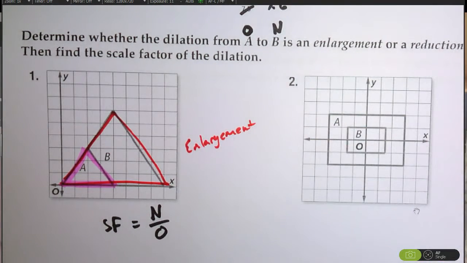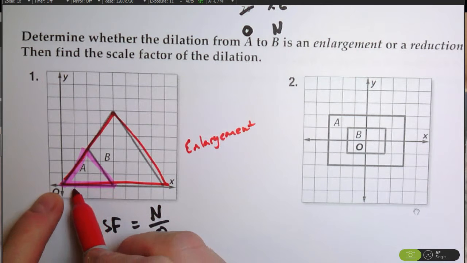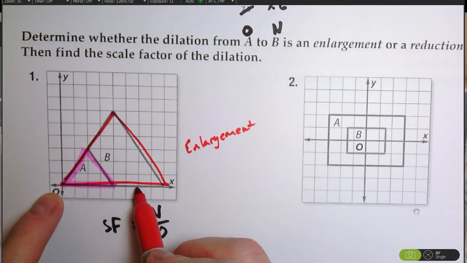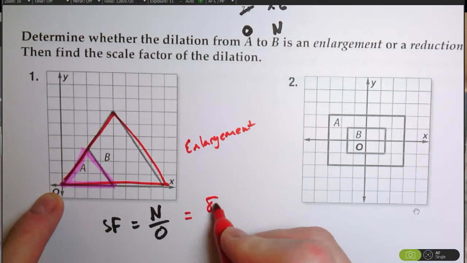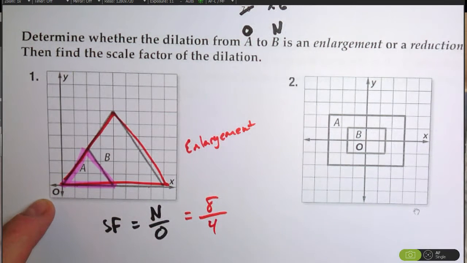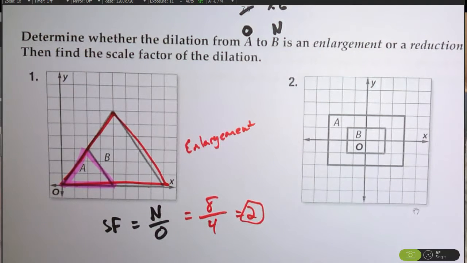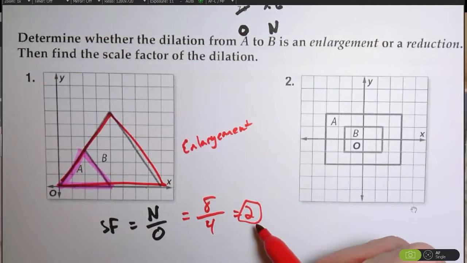Now, scale factor for that, we just have to find two sides that correspond, and the easiest two are really the horizontal ones here. So B's length is 1, 2, 3, 4, 5, 6, 7, 8. A's length is 1, 2, 3, 4. So 8 over 4, which becomes then 2. Okay, so there's the scale factor. It's 2, and it's an enlargement. Plus, since the scale factor is bigger than 1, we also knew it was an enlargement.